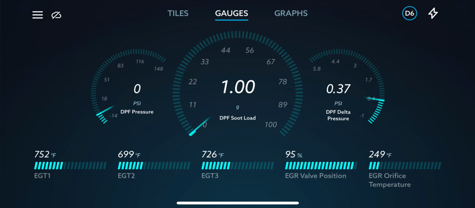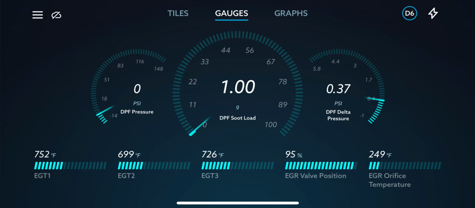EGT 1, again, that sensor is before the diesel oxidation catalyst. EGT 2 is right in between the diesel oxidation catalyst and the DPF. And then EGT 3 is after the DPF. I don't need to monitor EGT 4 or 5 because that's before and after the SCR system.